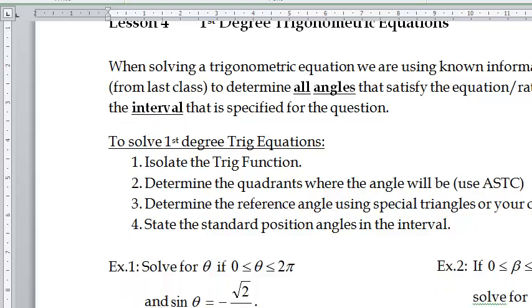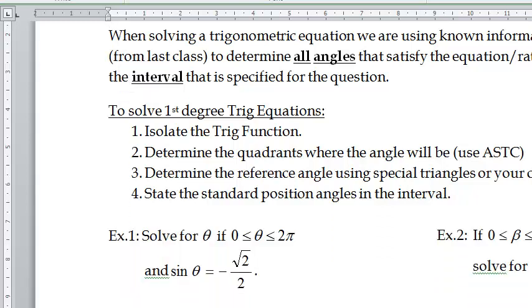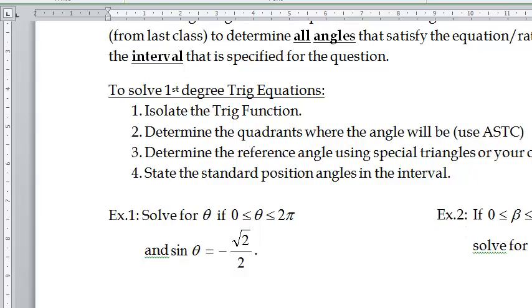Okay, so I've got the steps written here for you. Isolate your function, might already be done for you. Once you've got that, determine the quadrants where your angle will be, either positive or negative, using our ASTC rules from last class. Determine your reference angle as well, using special triangles if they apply. If they don't, then you'll just use your calculator, inverse of your function, to find the reference angle, and then find your standard positions from there.